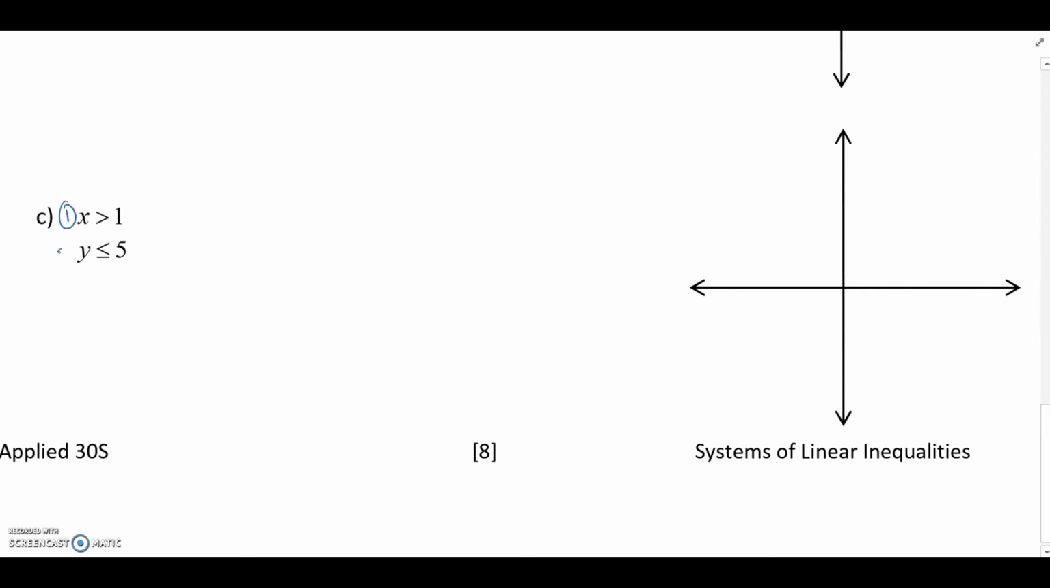So if we call this one 1, this 2, and separate them so we can talk about them a little bit more. So this would be a dashed line because we don't have an or equal there. And this would be shaded because this is my vertical line. This would be shaded to the right. Whereas in my other one, we've got y less than or equal to 5, solid line. Because it's less than, we would shade below.